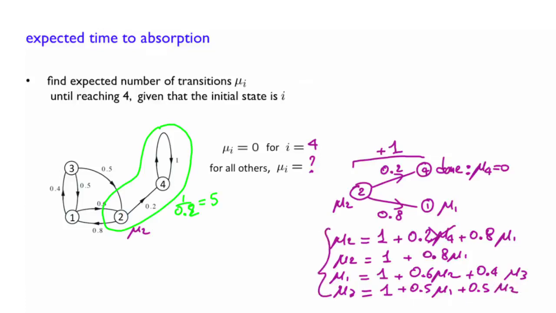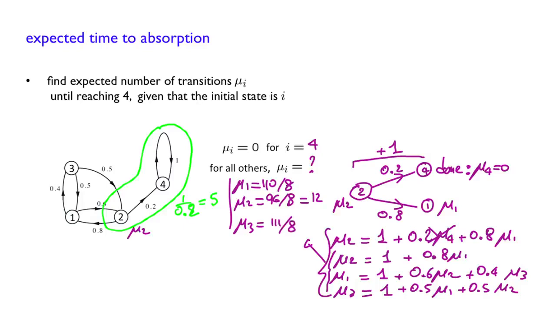So again here, if you look at these three, this is a system of three linear equations with three unknowns, and it has a unique solution. I will let you do the calculation. Let me give you the result. What you obtain is mu1 will be 110 over 8, and the reason I'm writing it this way is so that we can compare them. Mu2 will be 96 over 8, which is 12, and mu3 is 111 over 8.